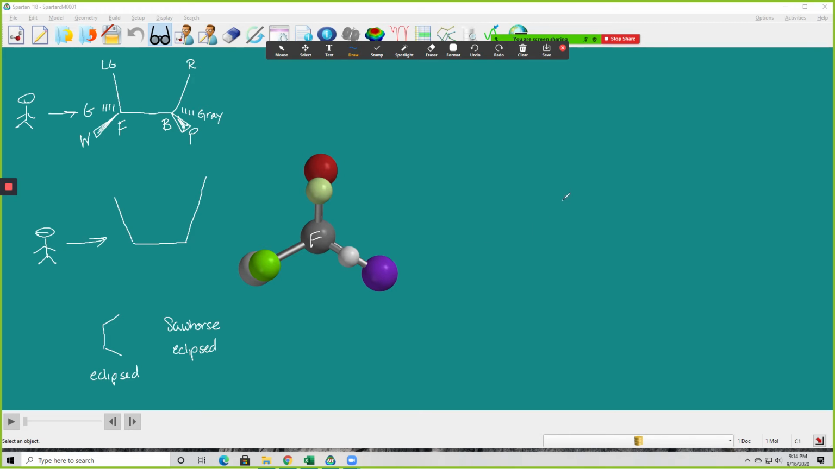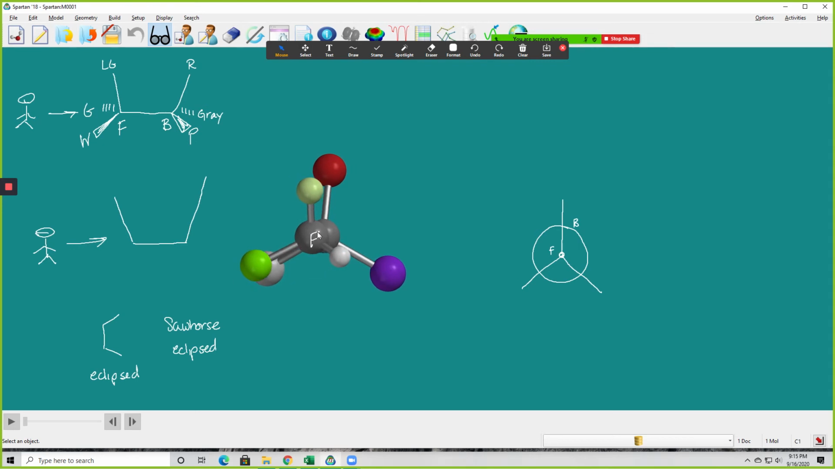And that's what Newman did, was he came up with a way that we could represent this viewpoint by saying, okay, this intersection point is my front carbon and the big circle is my back carbon. And in this case, what happens is these groups are right on top of each other. They're not right on top of each other. They're just parallel to each other, right? So in the Newman projection, at least the way I draw it, and some textbooks might be a little bit different, what I like to do is I like to then draw my bonds parallel coming off the circle, which means that those are attached to the back carbon.